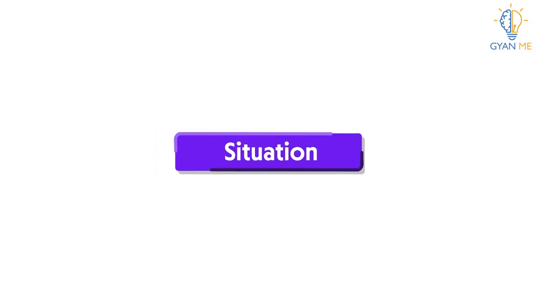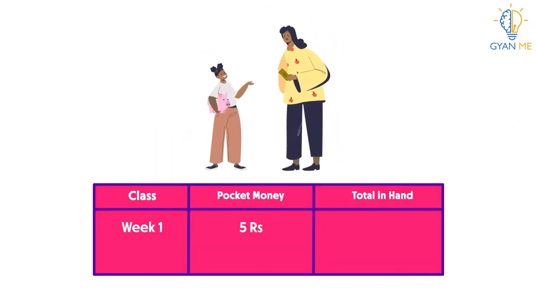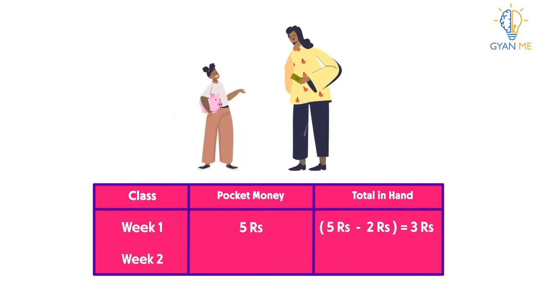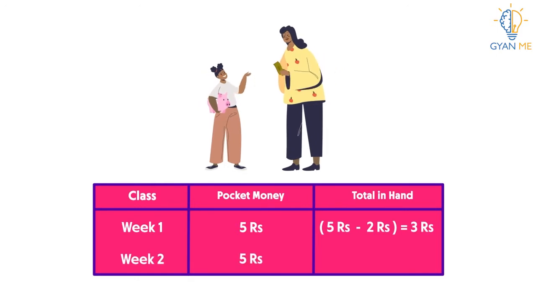Consider this situation. Your mother gives you 5 rupees as pocket money for a week. By the end of the week, you spend 2 rupees, and so you are left with 3 rupees now. In the next week, your mother gives you another 5 rupees as pocket money. This new weekly pocket money, along with the previous week's remaining 3 rupees, accumulates, or gets added together, and becomes 8 rupees as pocket money for this week.